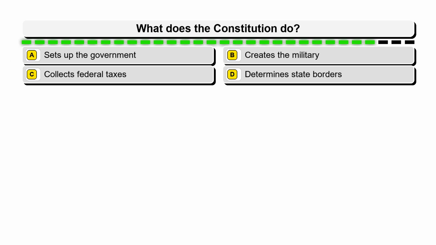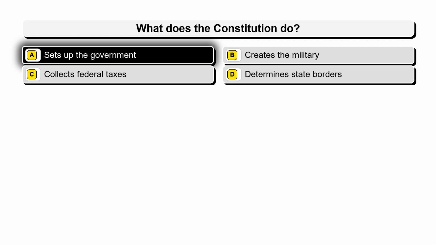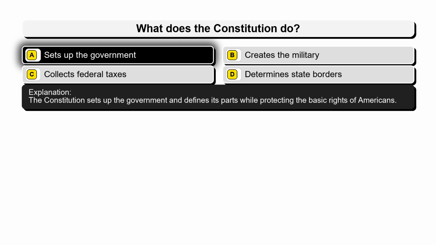Question 63. What does the Constitution do? Option A, sets up the government. Option B, creates the military. Option C, collects federal taxes. Option D, determines state borders. The correct answer is option A, sets up the government. The Constitution sets up the government and defines its parts while protecting the basic rights of Americans.